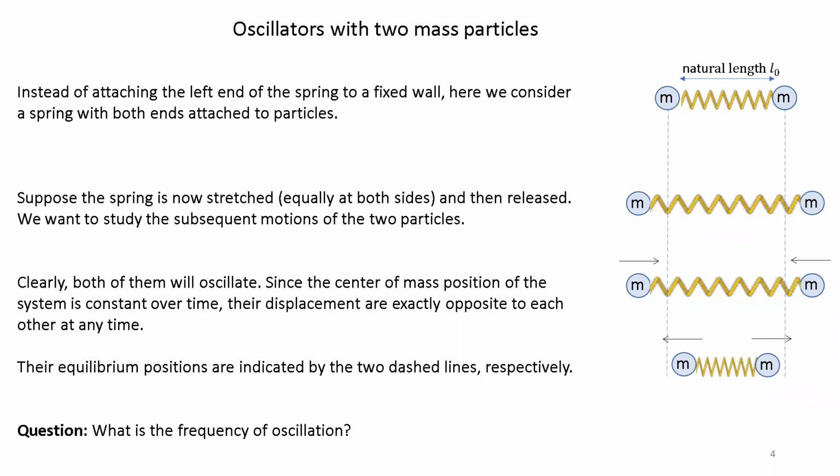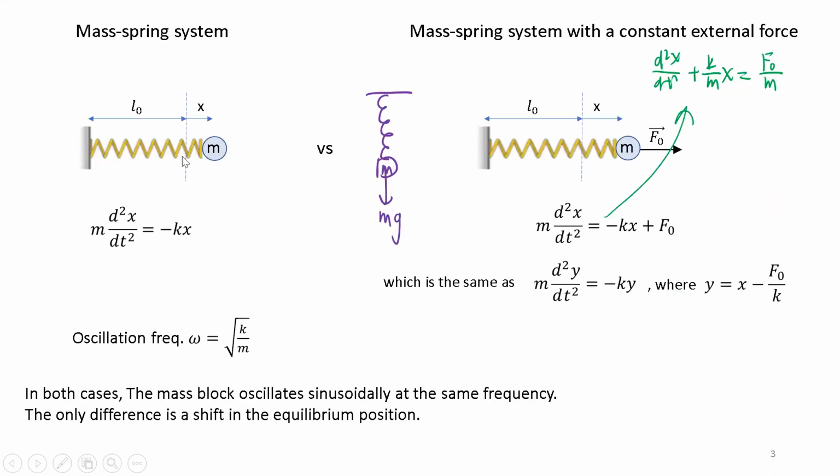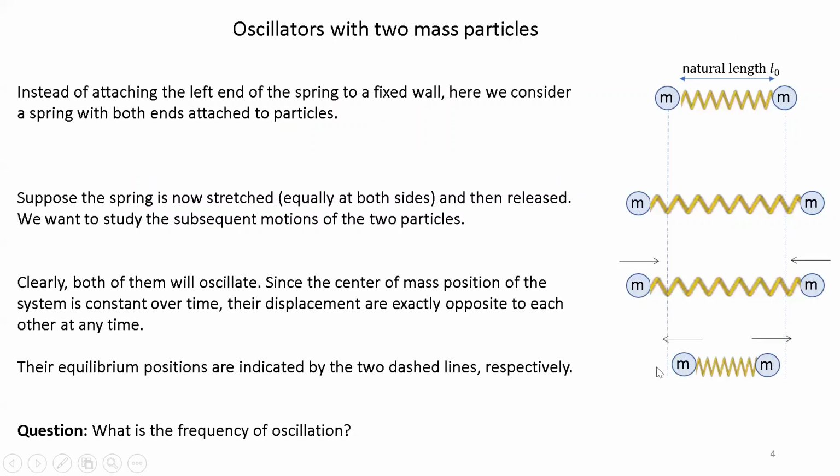So then the question now I want to ask is, what is the frequency of this oscillation? Is it different from what we have over here? So this one is square root k divided by m. What about this one? This is the first question I want to encounter here.